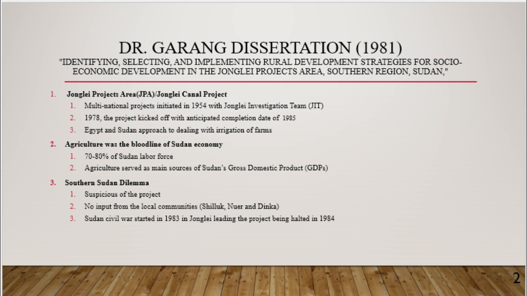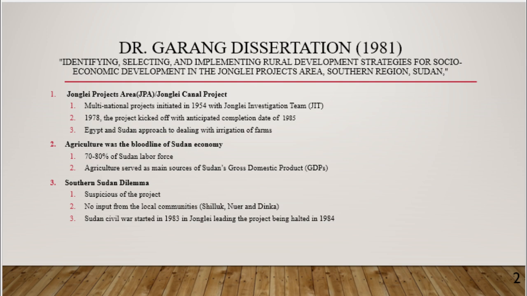So it started back in 1954. Even the country itself was not independent then. And then in 1978, that's when the project kicked off, because the first phase was just exploration of areas where the water can be exported from. And they discovered that Jonglei is the suitable area for that. But in 1978, the project kicked off. It's like, okay, we found the area, now we can do an analysis on how we can implement this.